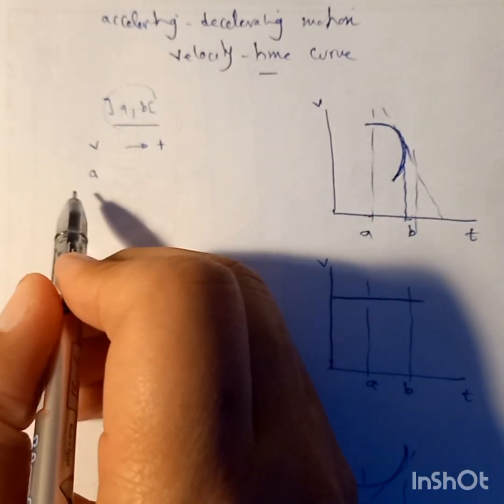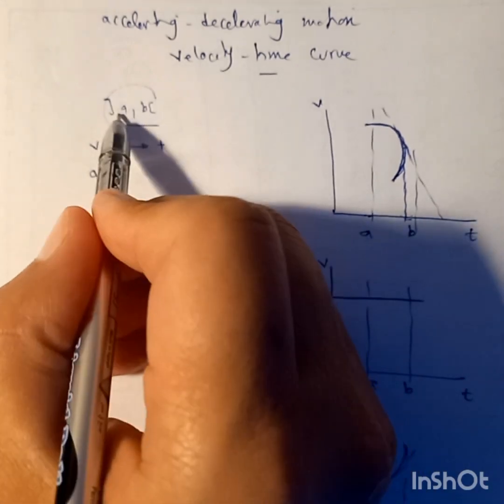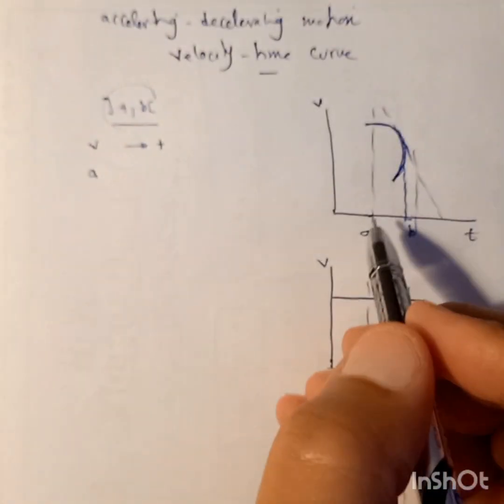Also we need to find out the sign of acceleration of this body within this time interval a and b, okay?